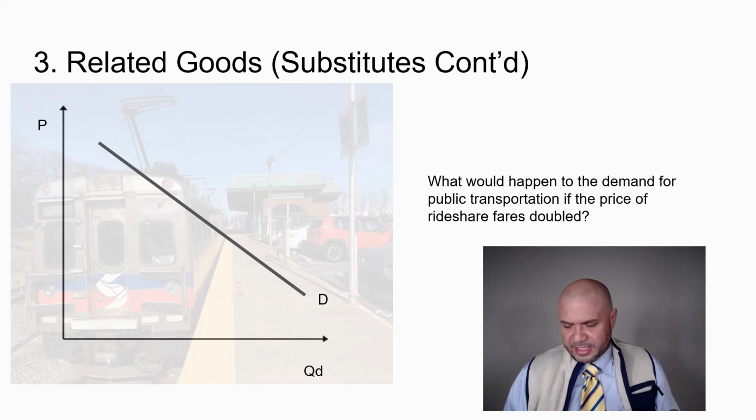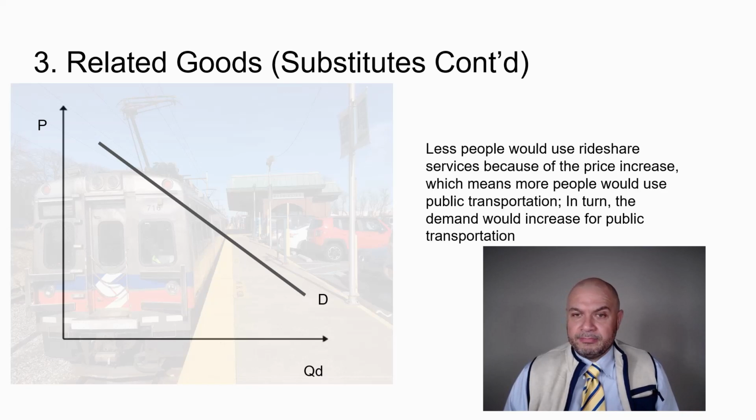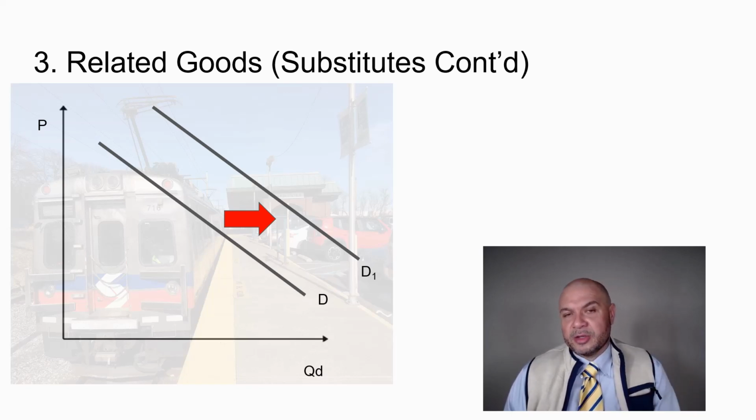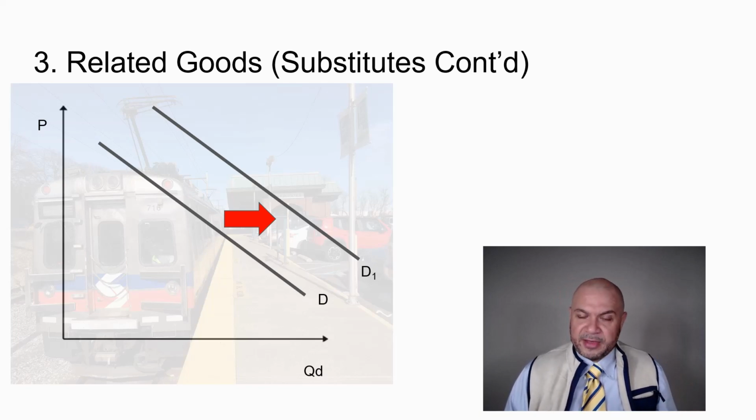So ask yourself, are more or less people going to take Uber? If Uber's prices go up, less people are going to take Uber. So how does that affect the demand curve for public transportation? You guessed it, more people are going to take public transportation because the price of Uber doubled. So that means that our demand curve should shift to the right, which it did. So once again, increase in demand, curve shifts right, decrease in demand, curve shifts left.